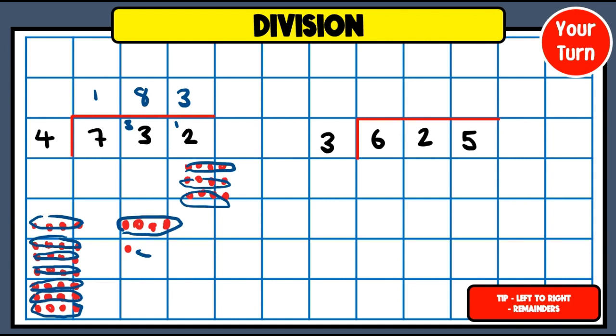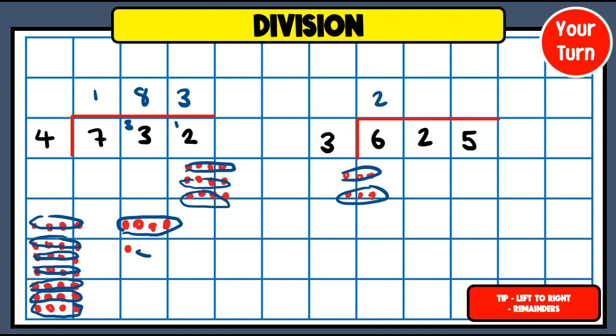Next, we've got 3 times table. How many times does 3 go into 625? Let's have a look. So how many times does 3 go into 6? So 1, 2, 3, 4, 5, 6. It goes in twice, doesn't it? Yep. 1, 2. So 2.